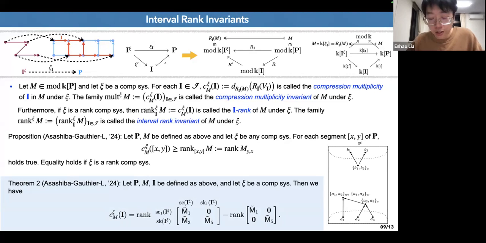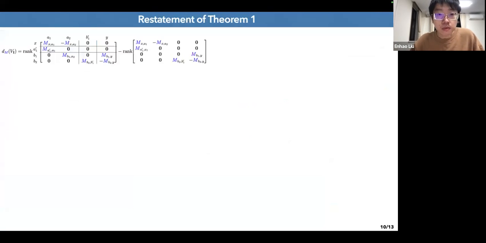But now things become simpler, because everything is restricted on IXC, so there is no information outside of IXC. The poset P is IXC, and we consider the full interval IXC, right? So there is nothing else outside of IXC. Now the formula only has 4 blocks, with 3 non-zero blocks. So this is the theorem. We can also compute the interval rank invariant by our formula.